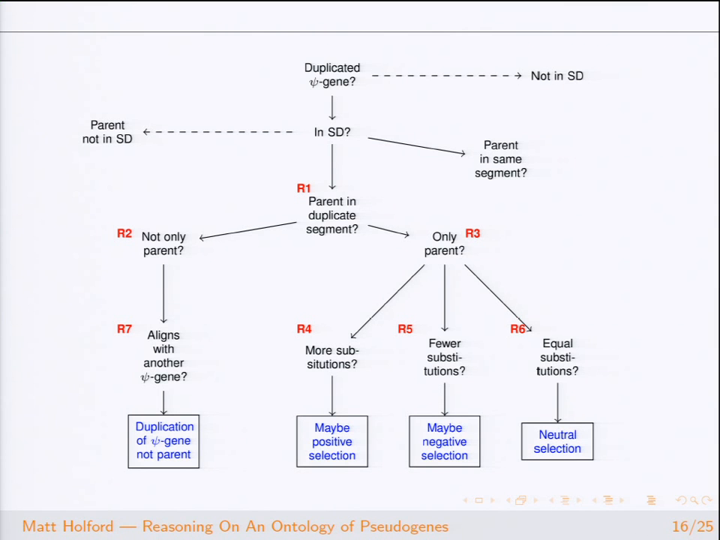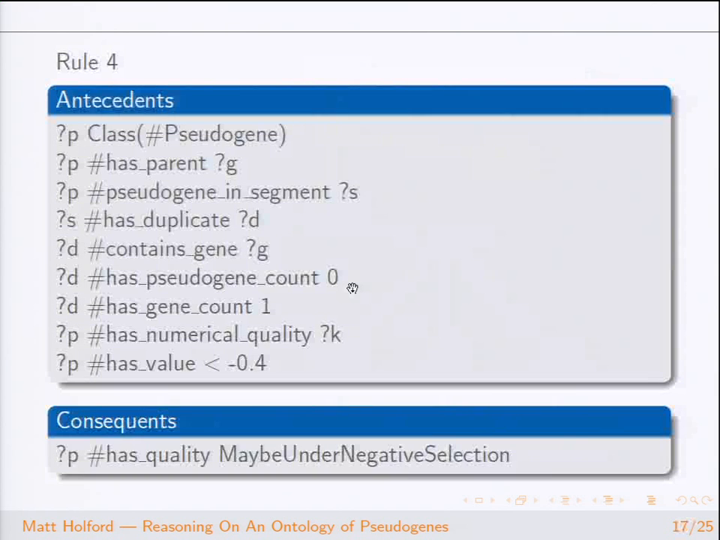Now, I wanted to create a set of rules which could be used to classify the pseudogenes from them. So this diagram shows kind of a flow of how these rules should be applied, and it's the same structure diagram which I showed earlier, except it does indicate where the rules take effect. Let's take a look at an example, kind of arbitrarily rule 4. In this case, we're looking for pseudogenes which may be under negative selection.